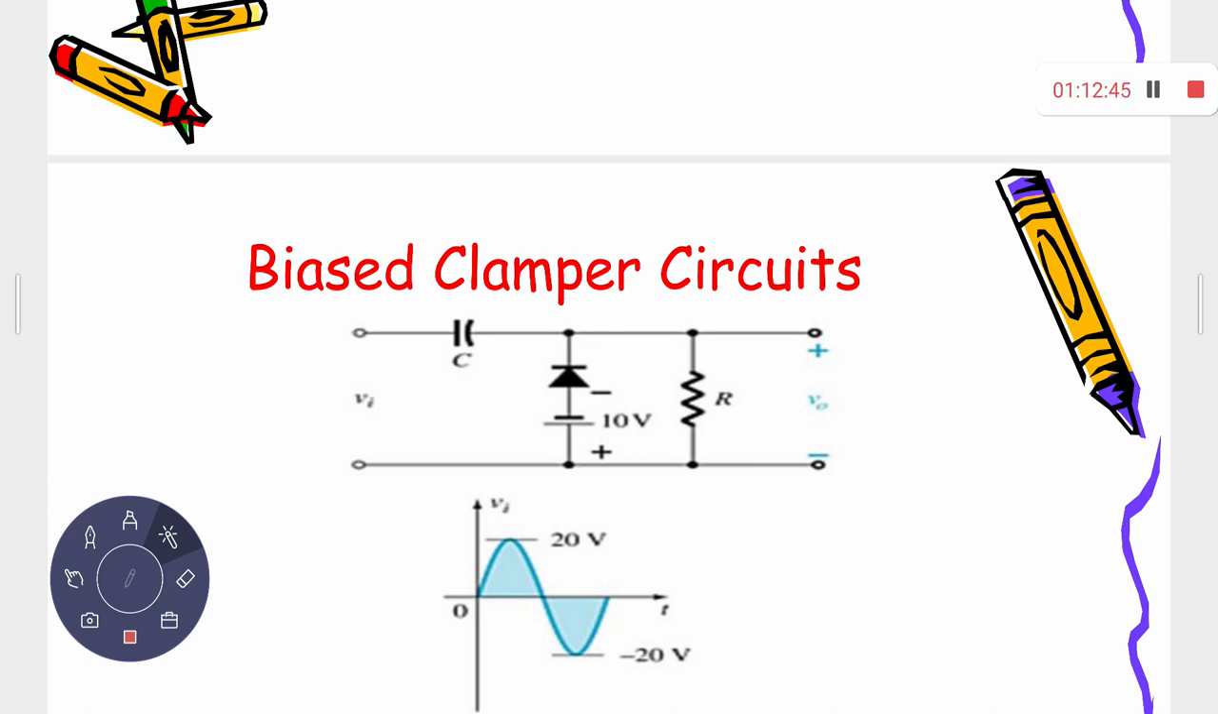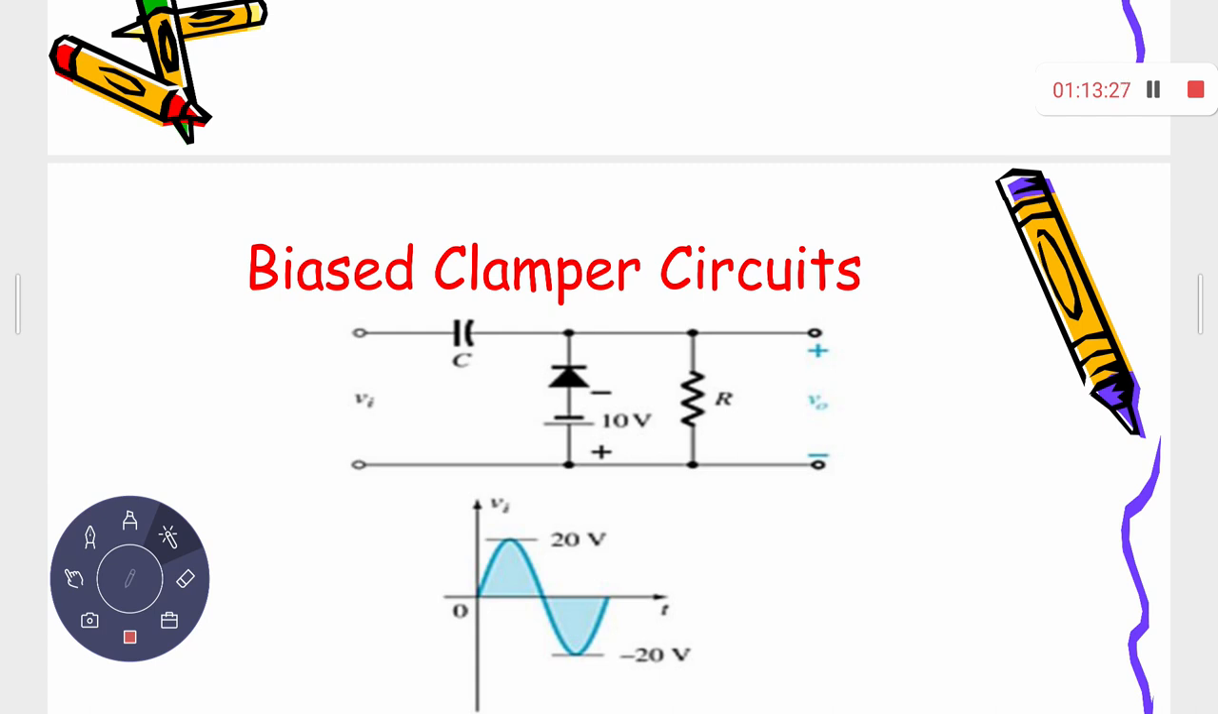Forget about the 0.7 value, assuming that the diode is ideal, meaning there is no drop. So whenever it is at minus 20 in the negative half cycle, you have plus 20 over there, and then minus 10. In the negative half cycle this is plus 20, so 20 minus 10, that is plus 10 only.